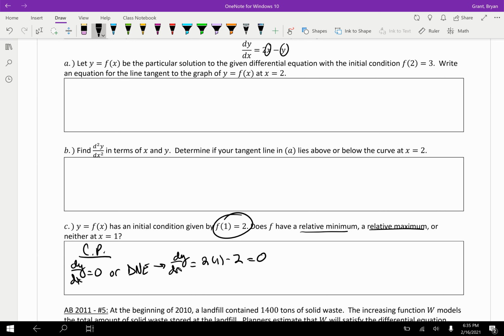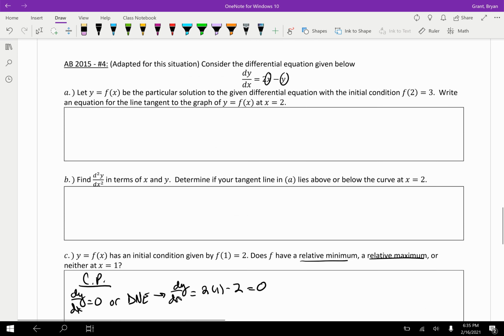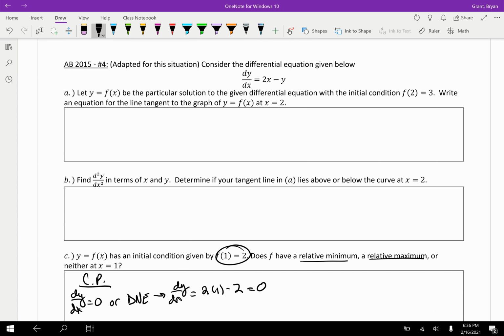That's great. But how do we narrow this down to see if it's a relative min or relative max? Well, normally you'd make a sign chart. But in order to do a sign chart, you'd have to be able to substitute in an x value and get an answer, or a y value and get an answer. But the only point that we know in this case is (1, 2). Notice it's a different initial condition than up there, so we can't use that same one. So what do we do here?